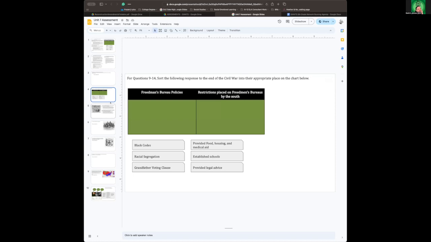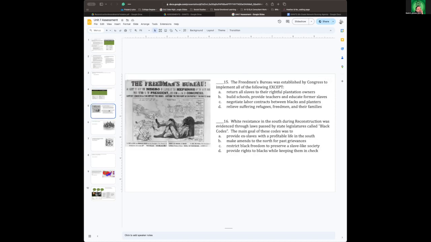Question 9 gets into differences between the Freedmen's Bureau policies and restrictions. Basically, this is more of a recall-based question. We're asking kids, okay, which of these were Freedmen's Bureau policies? And which of these were restrictions placed on the Freedmen's Bureau, or reactions to it, that happened in the South? So again, this is like that first question. Students are going to drag each of these markers into the appropriate column, and each one is worth a point. So right now you've seen up to 14 points available for this particular assessment.